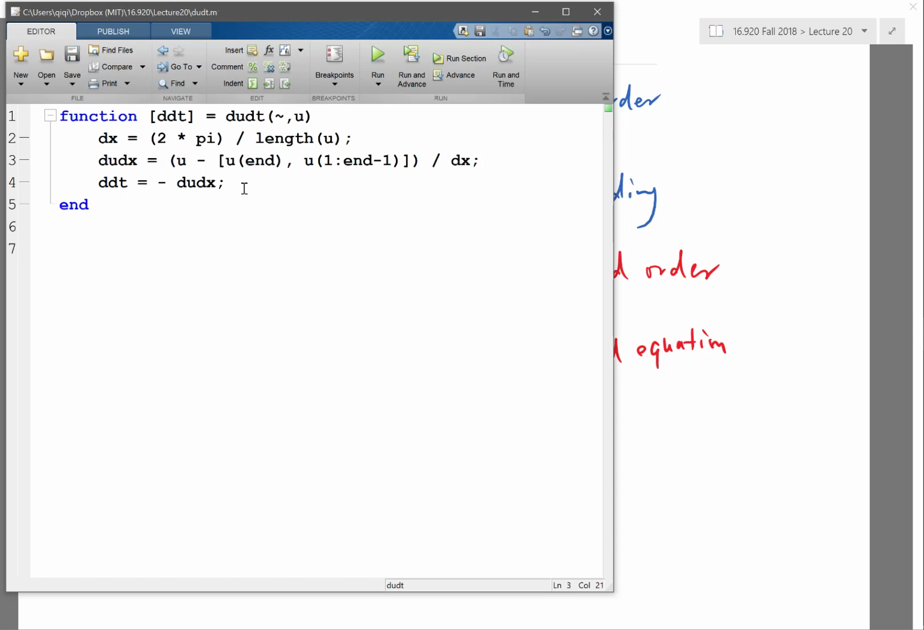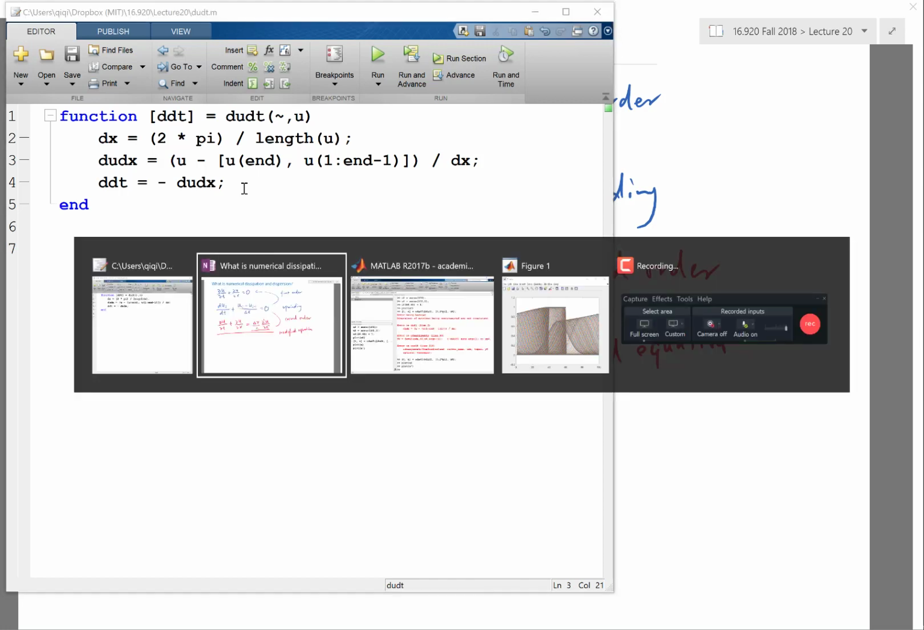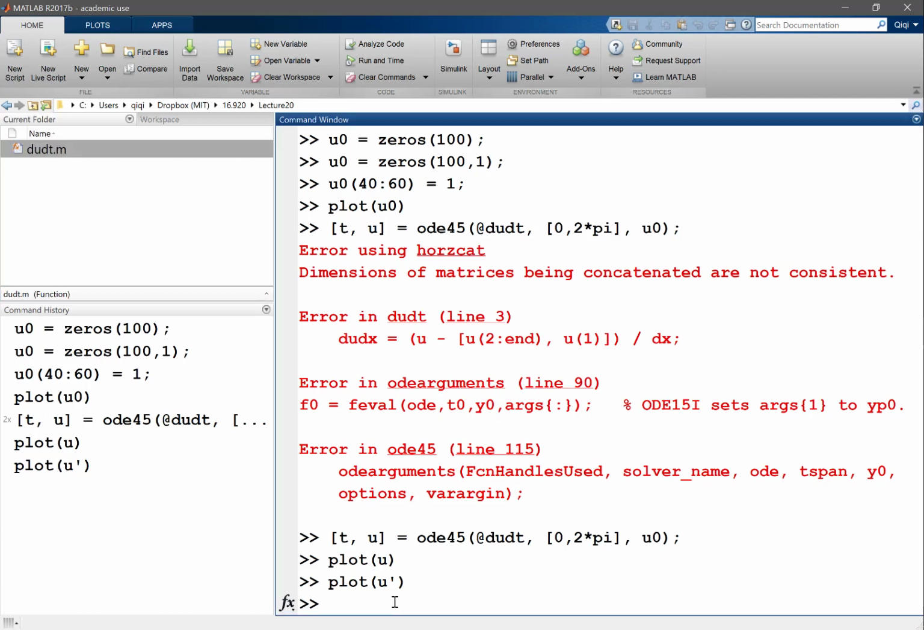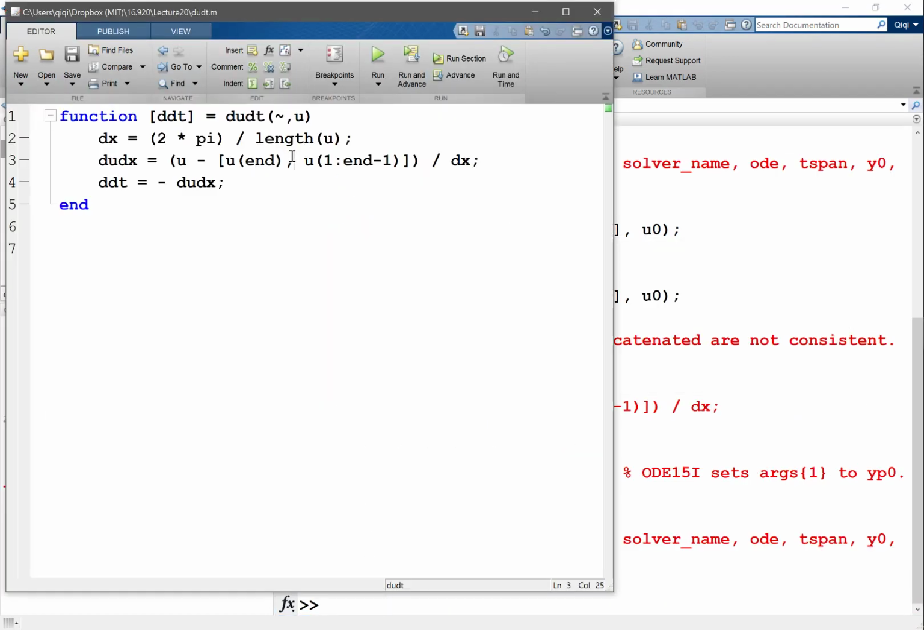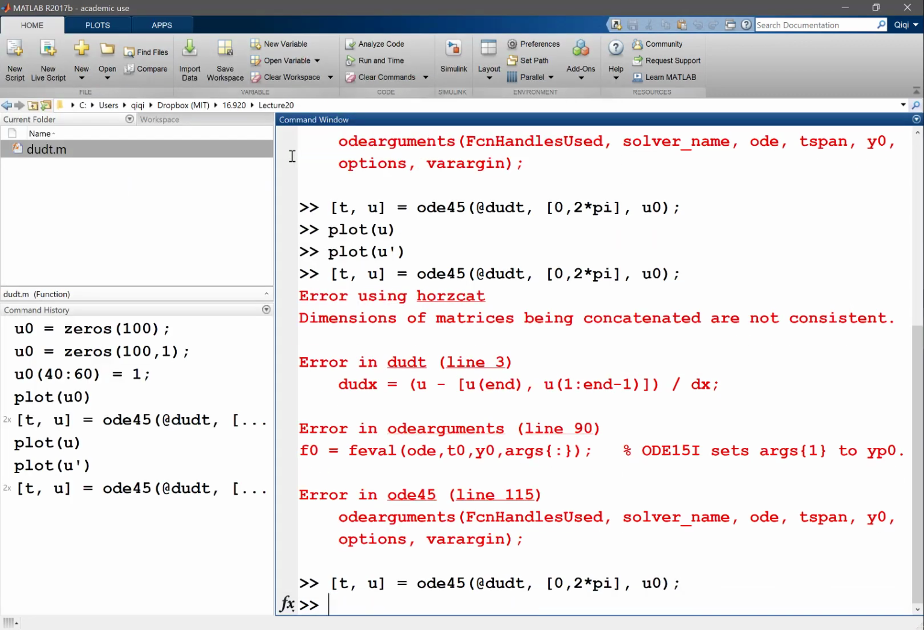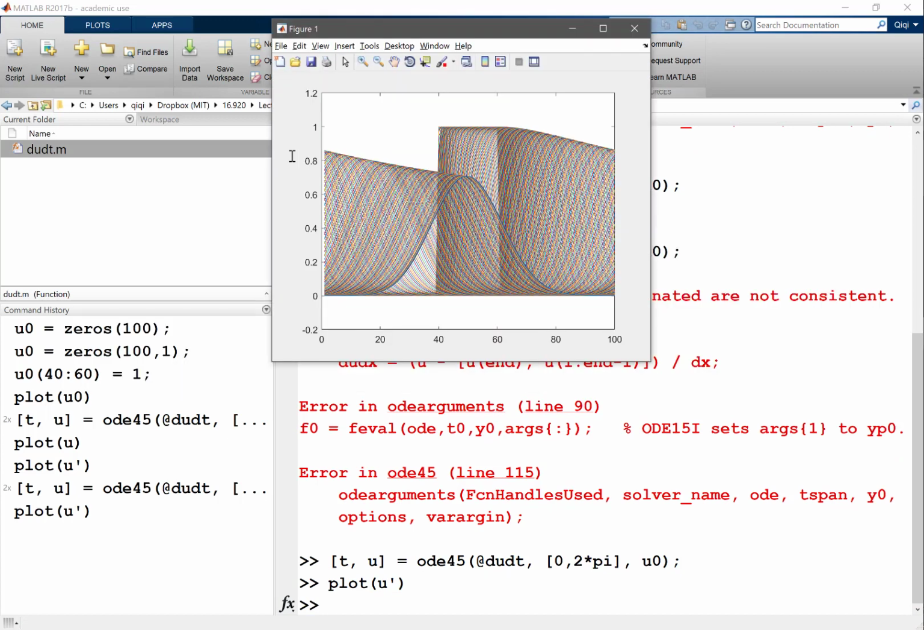At the first grid point, i minus 1 is actually the very last one, right? So let's run this again. Okay, I need to change this to vertical concatenation, and let's plot this again. Now this time I think the solution is right. Initially we have a square wave that travels towards the right, and this is the final solution. It looks more like a Gaussian than a square wave. So this is the numerical dissipation in action, right?